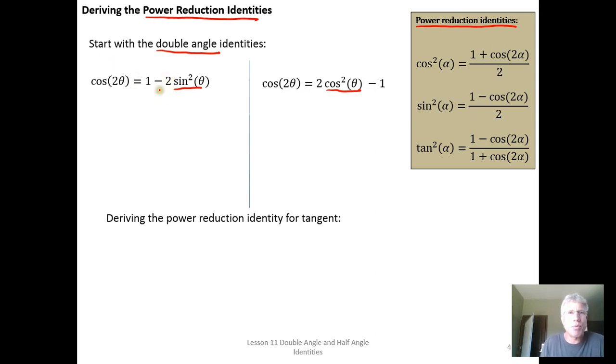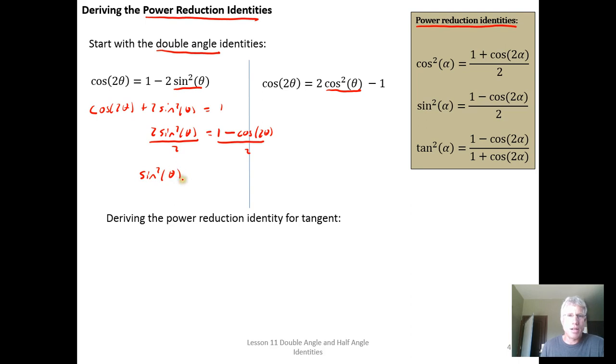For example, for this one, we could add 2 sine squared of theta to both sides, which would give us cosine of 2 theta plus 2 sine squared of theta equal to 1. Then we could subtract the cosine of 2 theta from both sides, which would give us 2 sine squared theta on the left and 1 minus cosine of 2 theta on the right. Then we simply divide both sides by 2, isolating the sine squared and giving us a mechanism for rewriting the sine squared without a squaring in it.